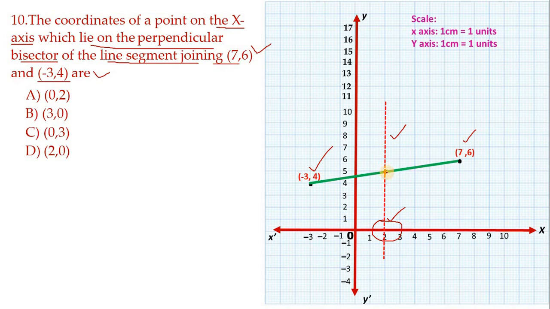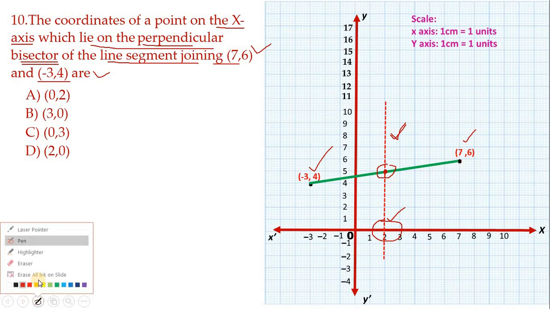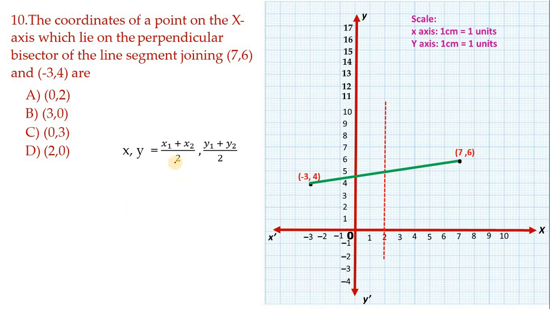Why do we have to find the midpoint of the coordinates? This line is a perpendicular bisector, which means this line divides this green line into two equal parts, hence this will be the midpoint of this line. You know the midpoint formula: x1 plus x2 by 2 and y1 plus y2 by 2. Now let us substitute the values in this, children.